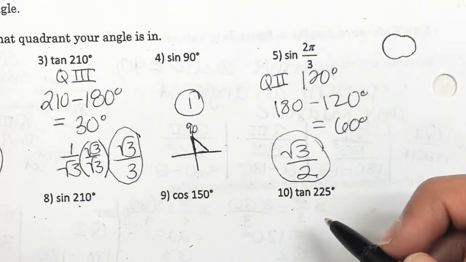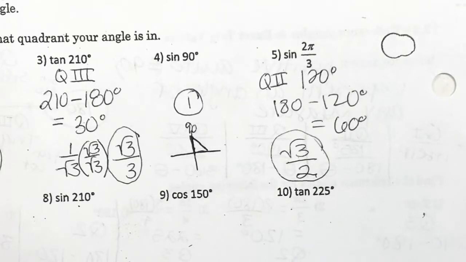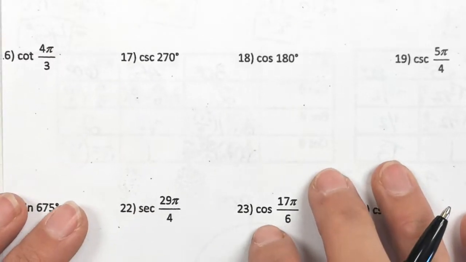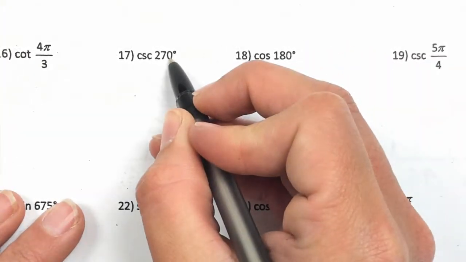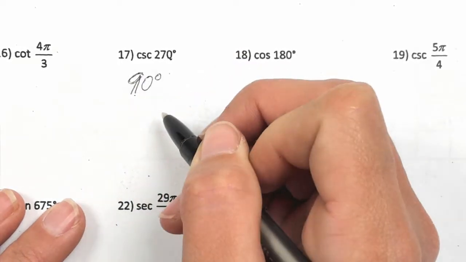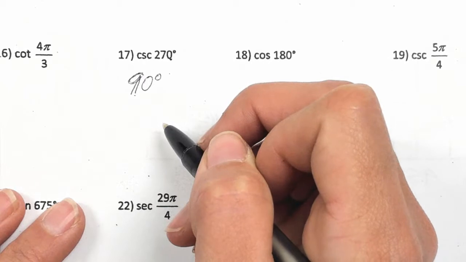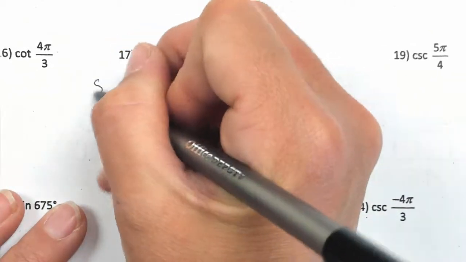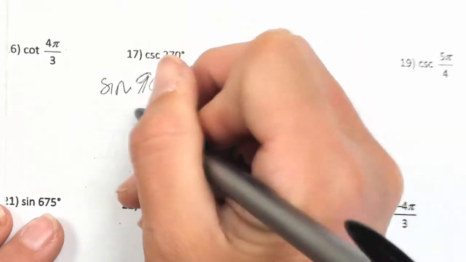One more. Let's look at number 17. Alright, 270 is where? On the axis, right? Okay, so let's go ahead, but what does this go with? 90 degrees. So we are going to find what of 90? How do we do that? We first got to find what? Yeah, sine of 90. We found that one in number 4. What did we get? 1.